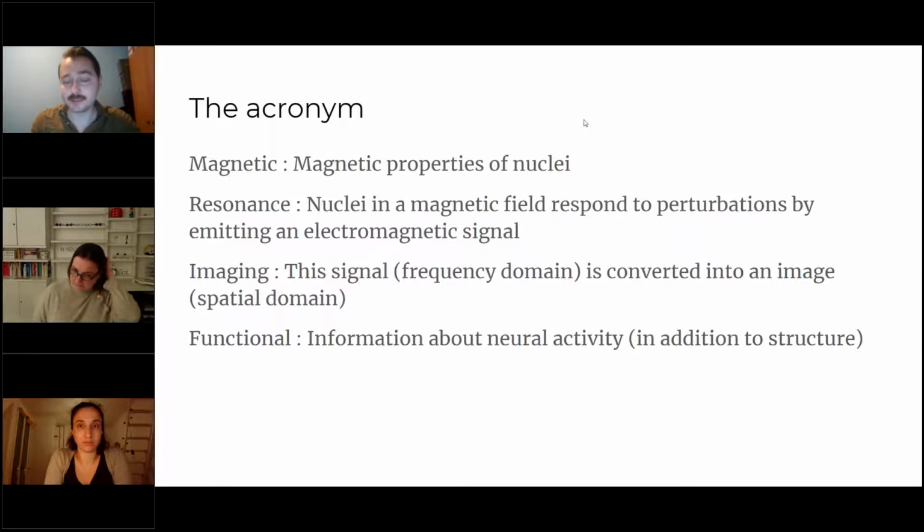Imaging refers to the fact that this signal that we originally measure in the frequency domain is then eventually converted into a spatial domain representation, so an image. And functional stands for the fact that there are basically two branches of MRI. The structural one, which we'll go through first, only gives us information about anatomy, basically, so how the brain, or in fact any other organ, looks. Whereas we can actually use this very same procedure to also gain some insight into function, so what neurons actually do.